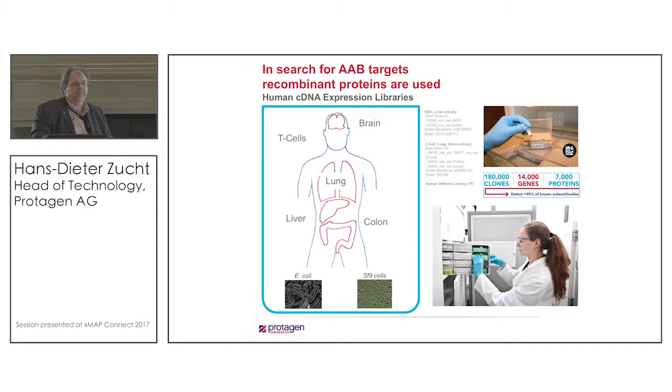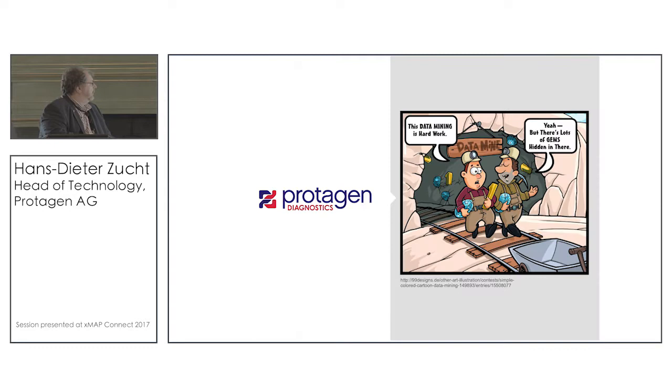And this allows us to mine for, say, 5 to 6 to 8,000 different targets in the course of different diseases, whether to have certain targets or not. So data mining, you see here, these guys, is hard work then. So what you do when you have found your targets, when you have narrowed down, you have to investigate them and look what happens in different diseases.